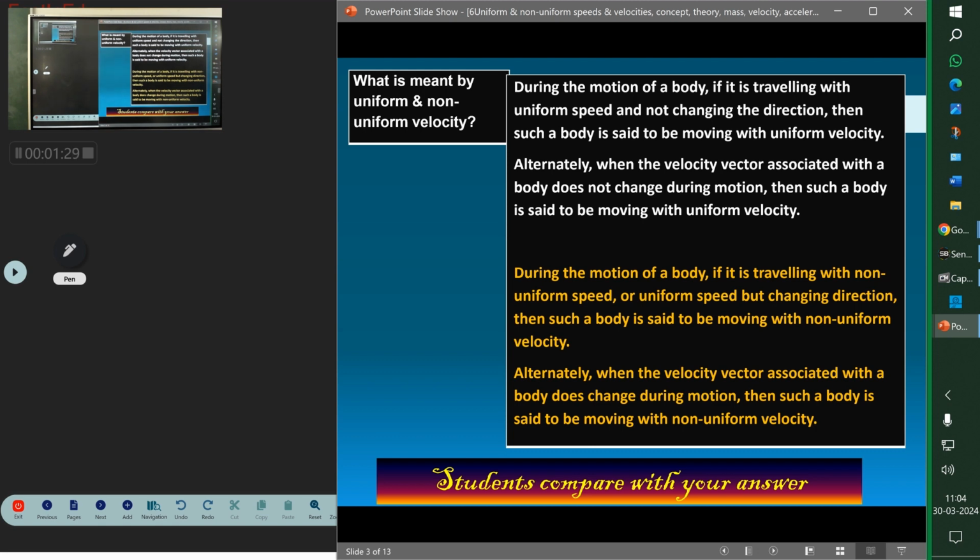So what is meant by uniform and non-uniform velocity? During motion of a body, if it is traveling with uniform speed and not changing direction, then such a body is said to be moving with uniform velocity. See, the word "during motion" qualifies that everything is happening in a frame of reference, and you are doing the measurements in a frame of reference. Alternatively, when the velocity vector associated with the body does not change during motion, then such a body is said to be moving with uniform velocity.